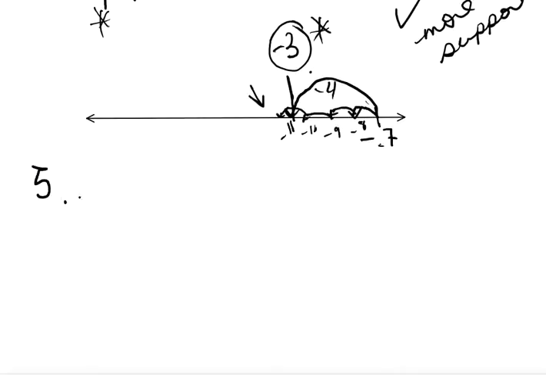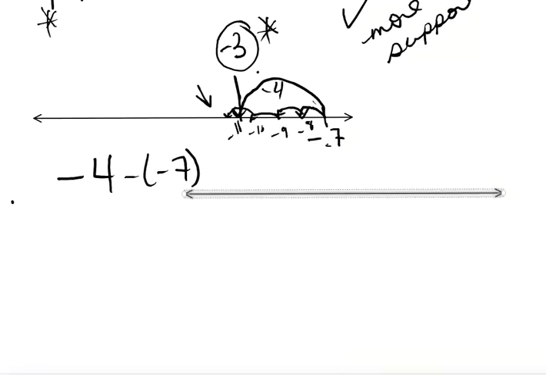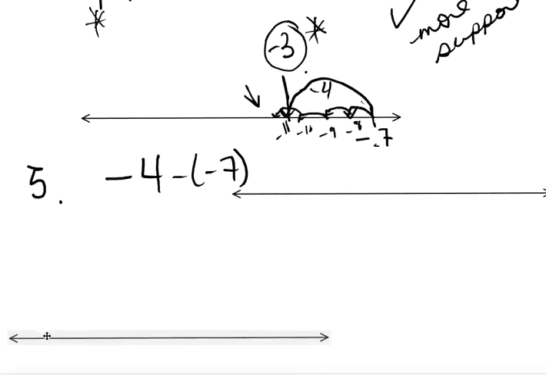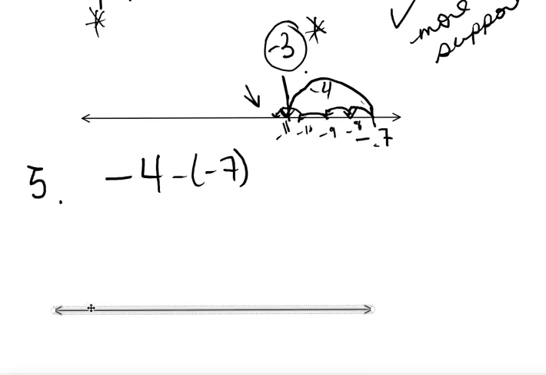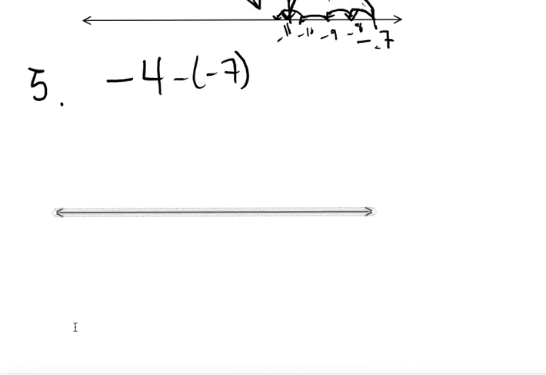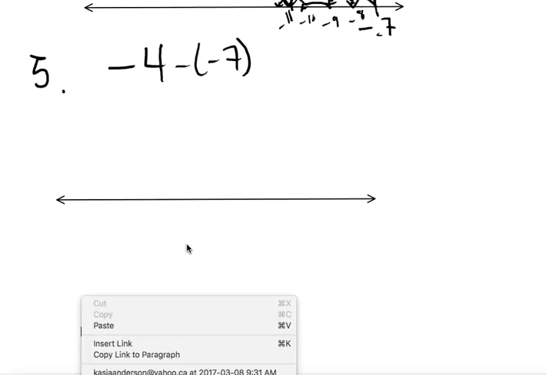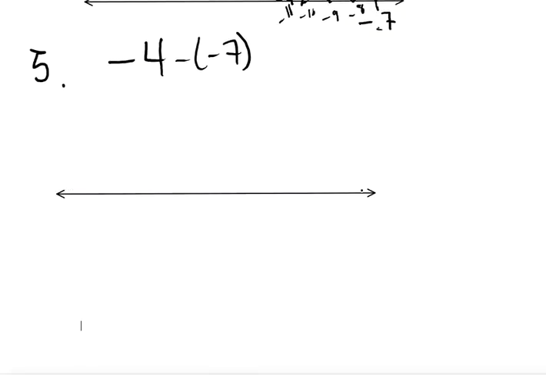So now we've got number 5 is -4, take away -7. And we'll throw in that number line, move it over, and away we go. Okay, so again, we're starting with our number line. We're putting down our -4. Students are taking away, so they're going to be going left. That's what they're used to. But they're taking away a -7.